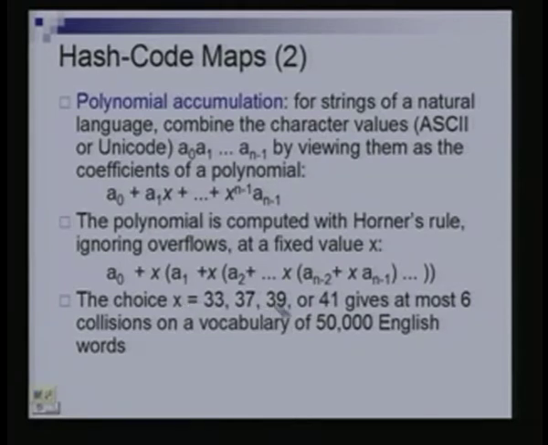So people have looked at and found that if you work with x as 33, 37, 39 or 41 with these values, and if you take, let's say, an English dictionary with about 50,000 words in it, and use this technique to convert your words into integers, then you will get not too many collisions. You will have at most 6 collisions, right?